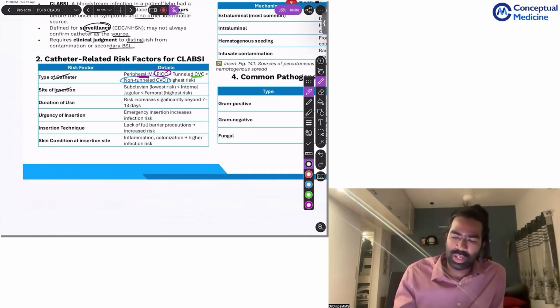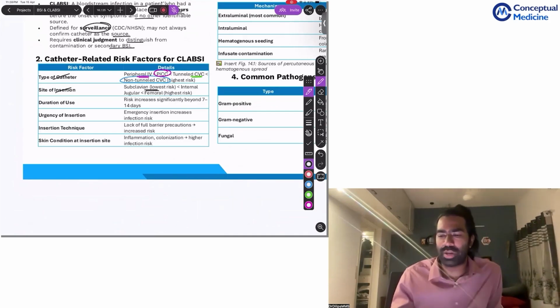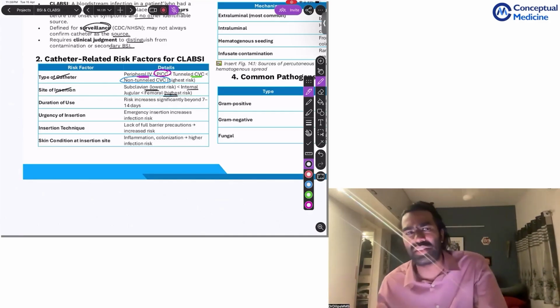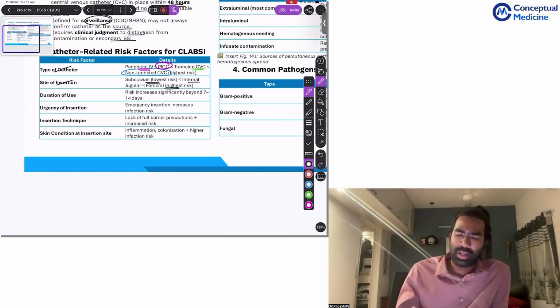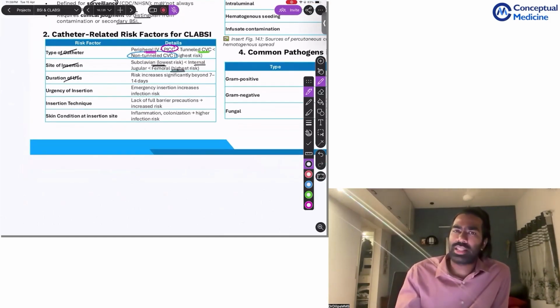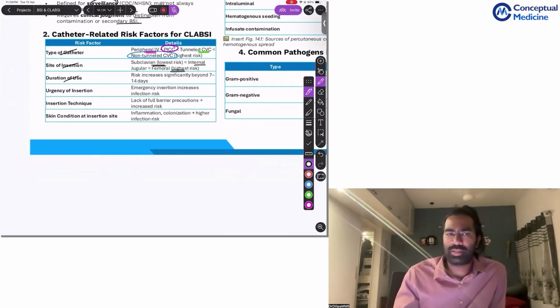Site of insertion also carries a risk, and subclavian technically carries the lowest risk of infection, followed by internal jugular, and femoral carries the highest risk. Many studies contradict that, saying that femoral and IJV carry almost the same risk of infection if you maintain it properly. And duration of use: risk increases significantly beyond 7 to 14 days.